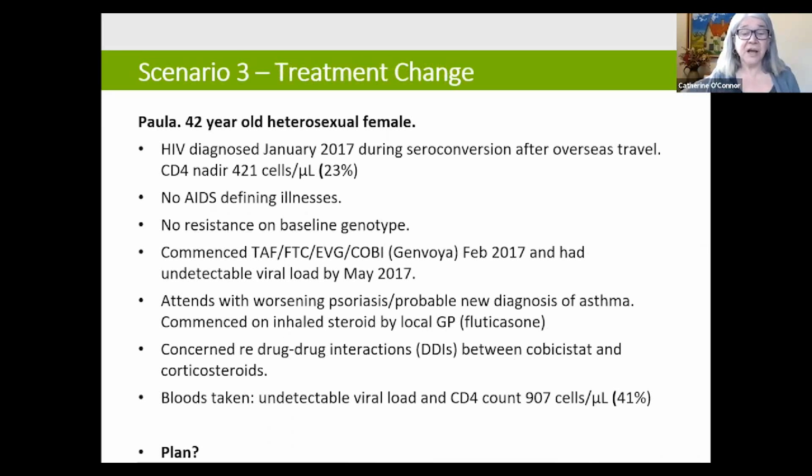So now let's look at treatment change. So Paula is a 42-year-old heterosexual female. Her HIV was diagnosed in January 2017 during seroconversion after overseas travel. She had a nadir CD4 of 421 cells per microliter, which was 23%. She's had no AIDS-defining illnesses, no HIV resistance on her baseline genotype.